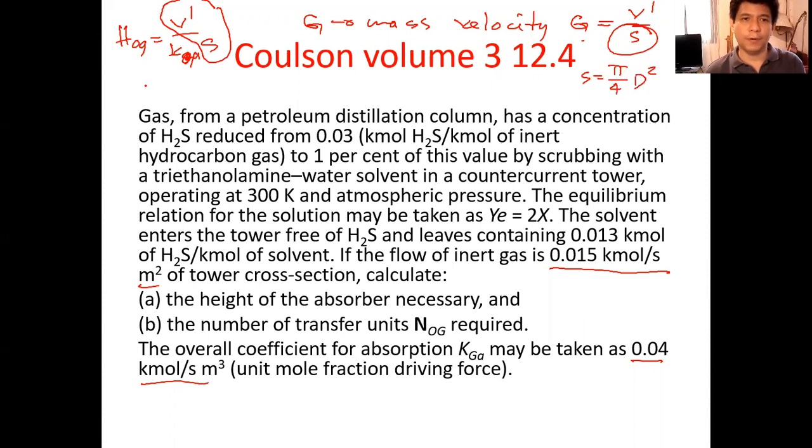So in this particular problem, let's calculate HOG. Wala tayong given na B prime, wala rin tayong given na S, pero meron tayong G. So basically, another equation for HOG is G divided by KGA. Yun yung gagamitin natin ngayon. This is the flow rate of the inert gas. Remember, B prime yun, so inert gas yan. So 0.015 kilomole per second per meter squared.